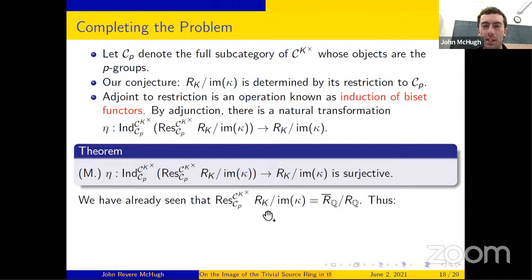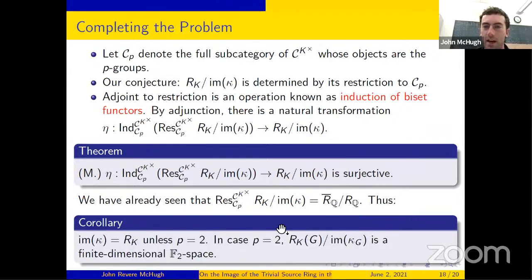For example, we've already seen that if you compute what this quotient is at a P group, it's the same thing as computing R bar Q mod R_Q. Applying Roquette's theorem, if P is odd, we know that quotient is 0. So this thing that I'm inducing is 0. If you induce the 0 biset functor, you get 0. And if that maps surjectively onto this thing, then that thing has to be 0 too. So we've done away with that conjecture. The image of kappa is equal to R_K unless P is equal to 2.